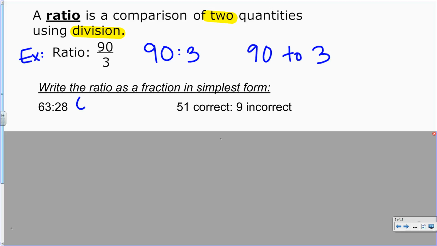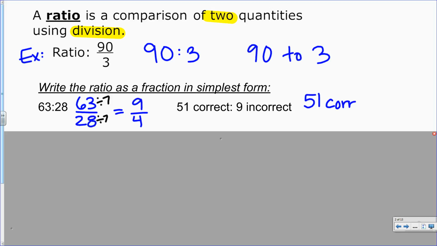Okay, the first one you should have written 63 over 28. And then when you reduce that, you ask yourself what number goes into both of them, and 7 does. So if you divide each of them by 7, 63 divided by 7 is 9. 28 divided by 7 is 4. So this is the ratio of 9 to 4. You would not change it to a mixed number. The next one has labels, so we keep those.